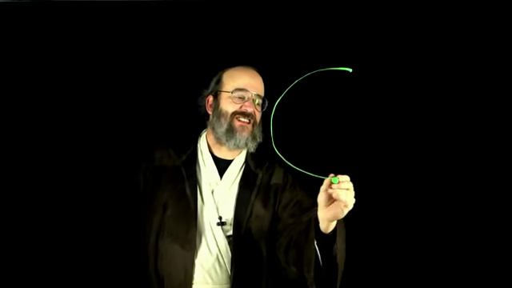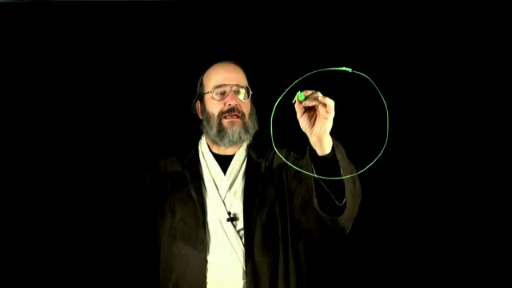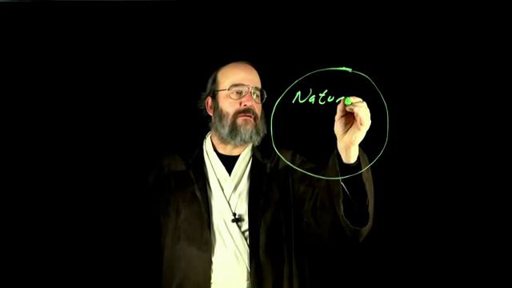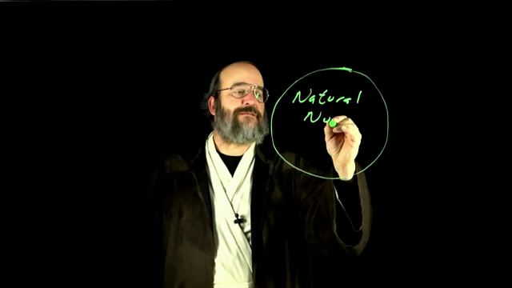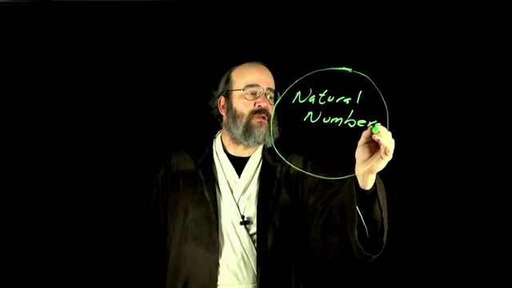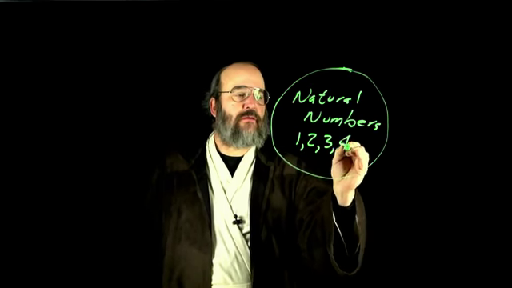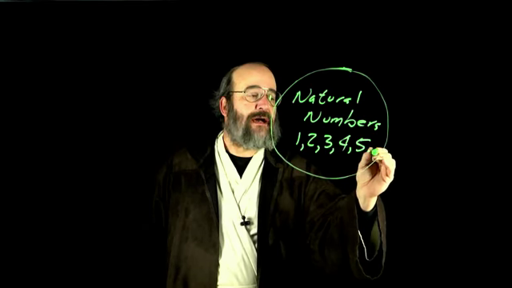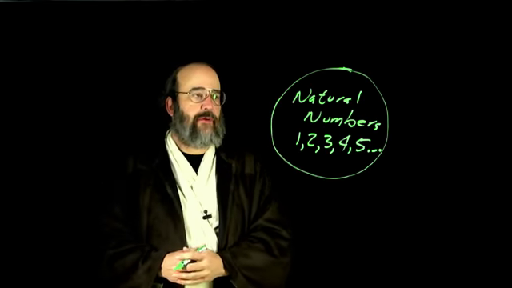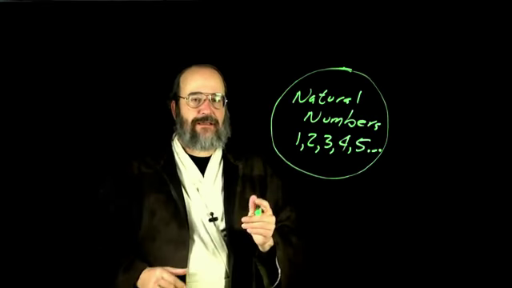Another way that I like to show the differences between natural numbers and whole numbers is if I were to draw a circle, and inside the circle I put all the natural numbers. So here we go again. Counting numbers, 1, 2, 3, 4, 5, and so on. The 3 dots means and so on. It keeps going and going and going. Here are all my natural numbers, totally contained in that circle.